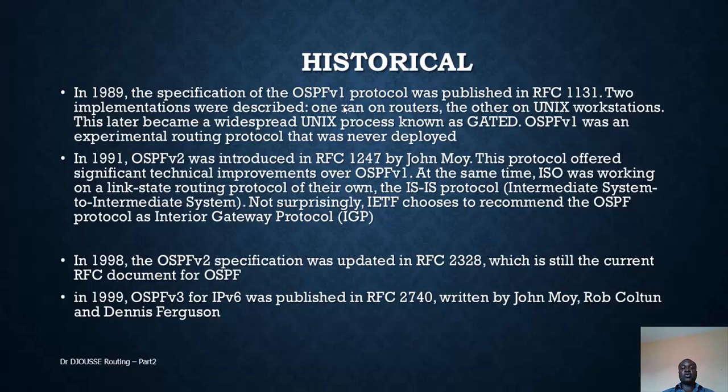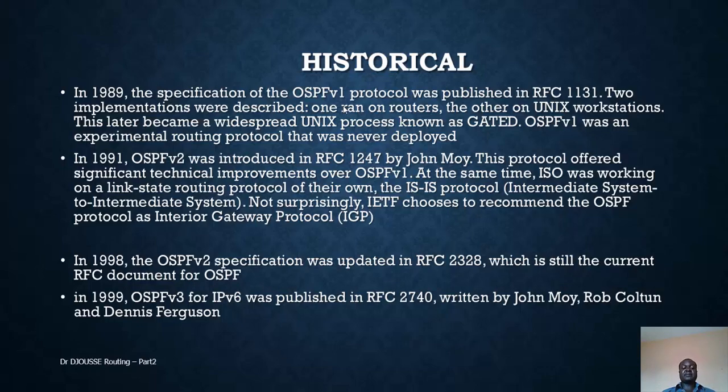At the same time, ISO was working on its own link state routing protocol, IS-IS, Intermediate System to Intermediate System. Not surprisingly, the IETF chose to recommend Open Shortest Path First as the interior gateway protocol, the IGP. And in 1998, Open Shortest Path First version 2 was updated in RFC 2328, which is still the current document for Open Shortest Path First.